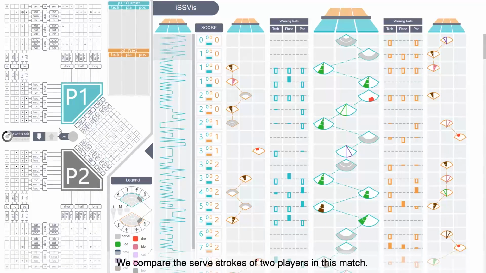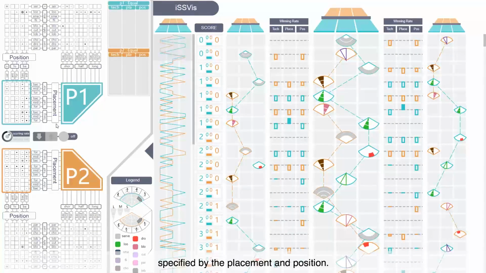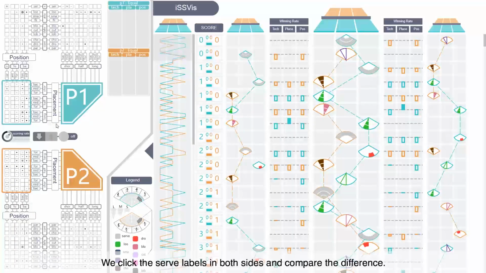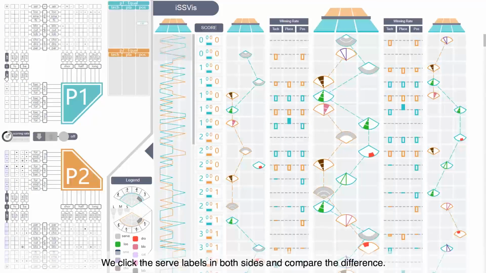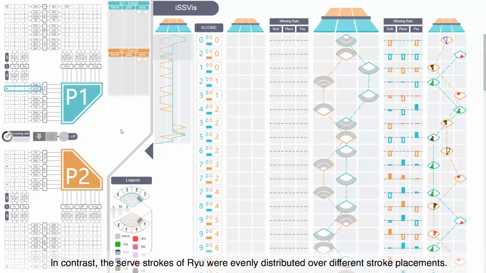Case Study 3. We compare the serve strokes of two players in this match. We focus on the matrices presenting stroke subsequences specified by the placement and position. We click the serve labels on both sides and compare the difference. Wang mostly struck with short middle hand. In contrast, the serve strokes of Rio were evenly distributed over different stroke placements.